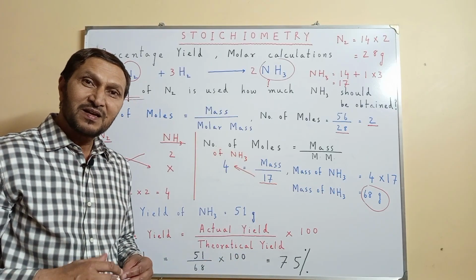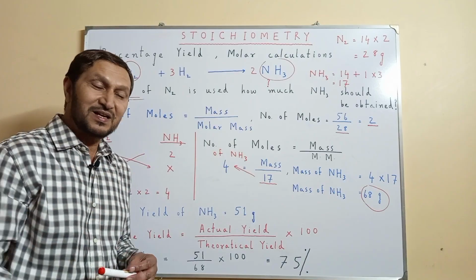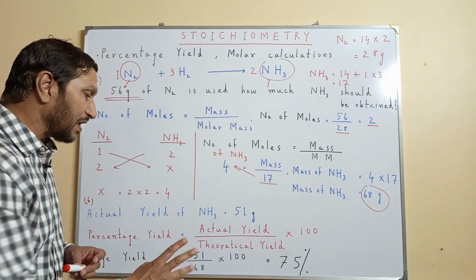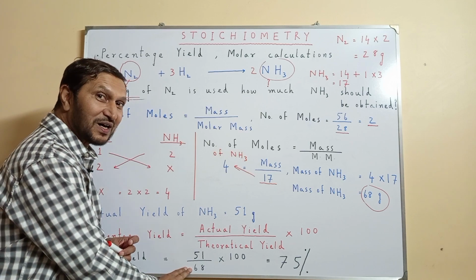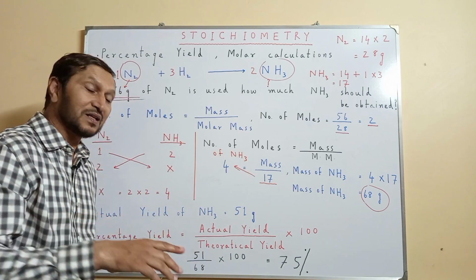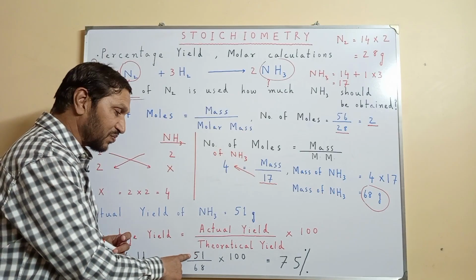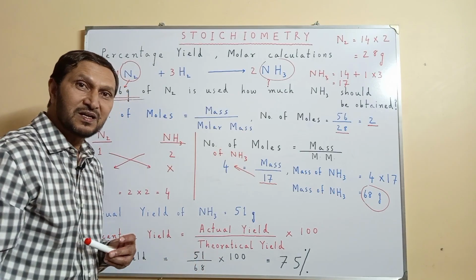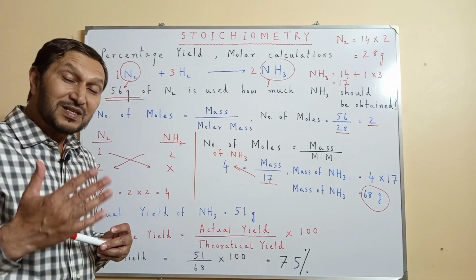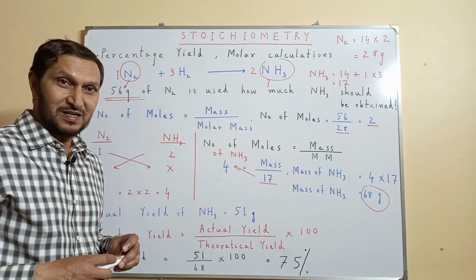What does it mean? That the success rate is 75%. It means that we will not get 68 grams of ammonia. We will get less, that is 51. It means that the success rate, the percentage yield, is 75%. So this is the concept of percentage yield.